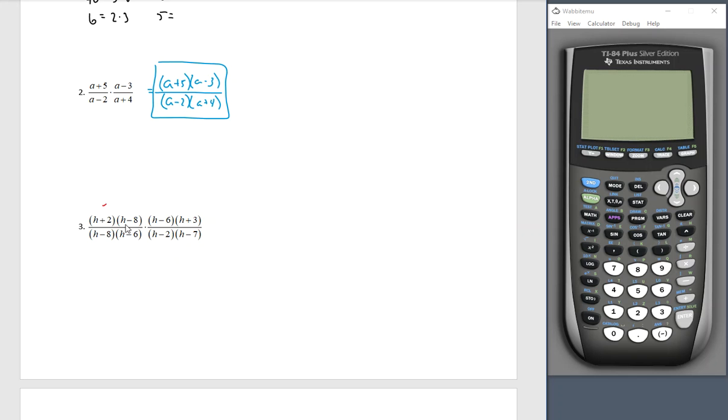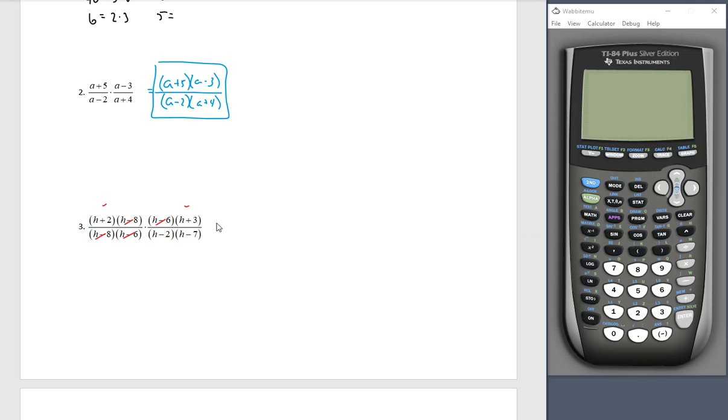All right, I check that. H minus 8. Oh, there's an h minus 8. I could cancel those. H minus 6. Oh, there's an h minus 6. I can cancel those. H plus 3. No h plus 3 in the denominator. Now that I've checked everything in the numerator, I don't have to go back and check everything in the denominator because there's nothing from the numerator it can cancel with.